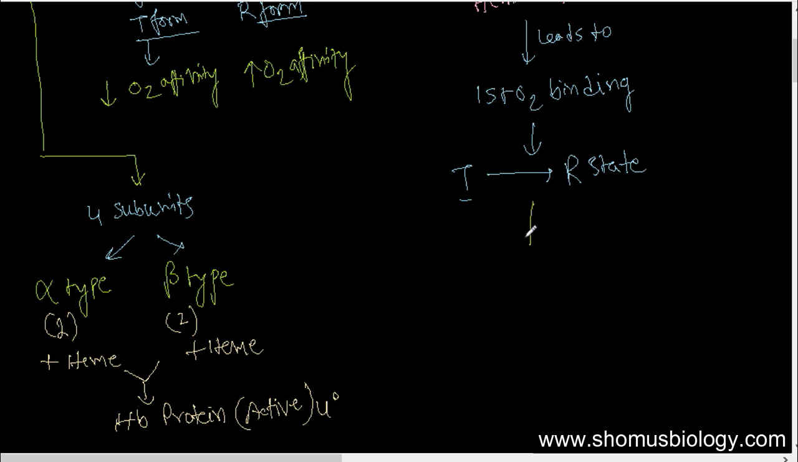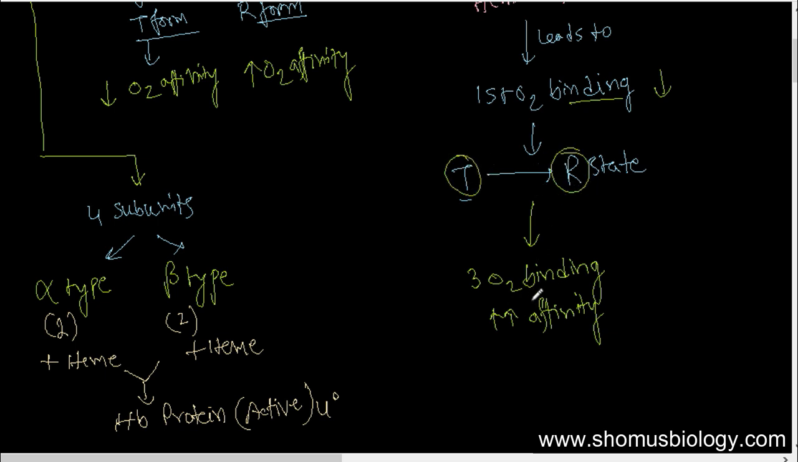and that leads to the next three oxygen bindings with much higher affinity. Got it? The very first oxygen binding affinity was low, but once it shifts the T state into the R state, or relaxed state, the affinity for the last three oxygen bindings increases.